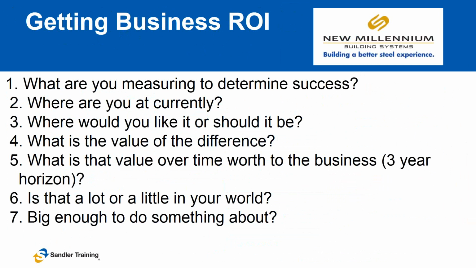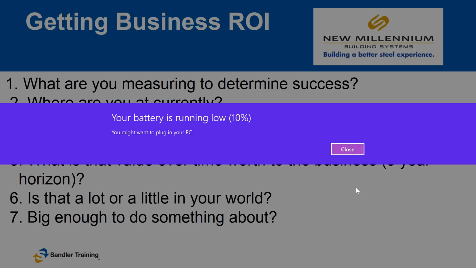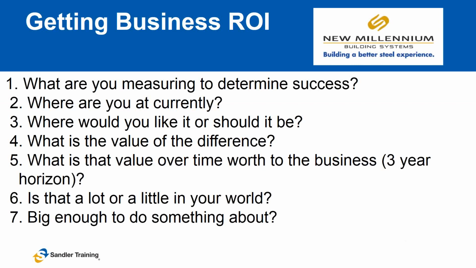Well, profitability on a project, turnaround time. Where are you at currently? You need to know what you're currently at and where they need to be. Where would you like it, or should it be, if that's where you are right now? So if we know where they are, we want to know where they want to be. And also, what's the value of the difference? That's another question we want to find out. What are you measuring to determine success? Where are you currently? Where would you like it, or should it be? And what's the value of the difference between 2 and 3?